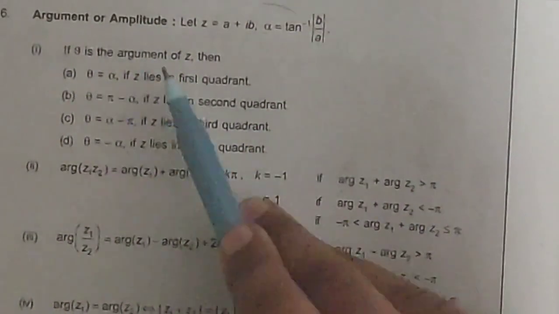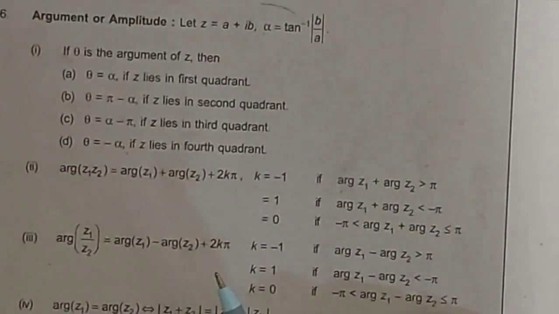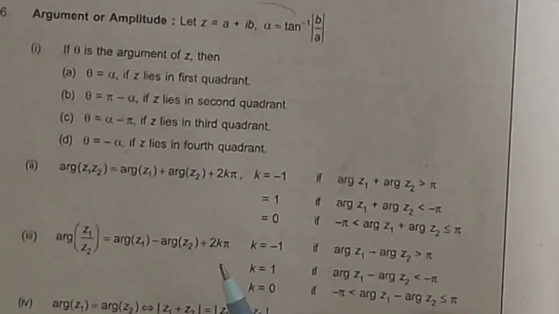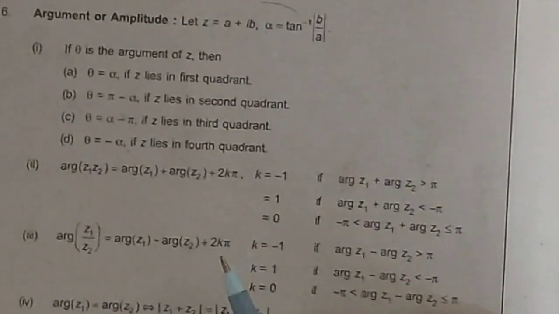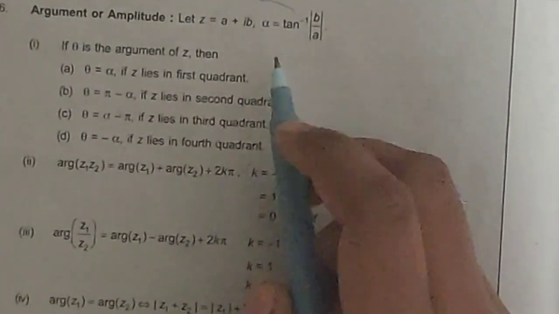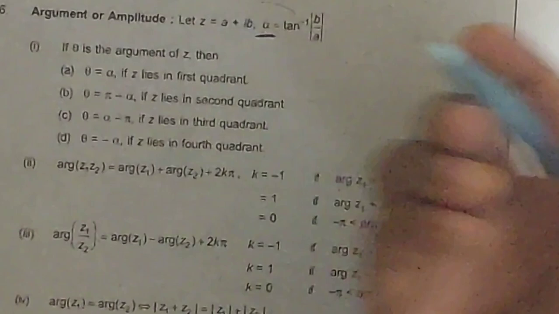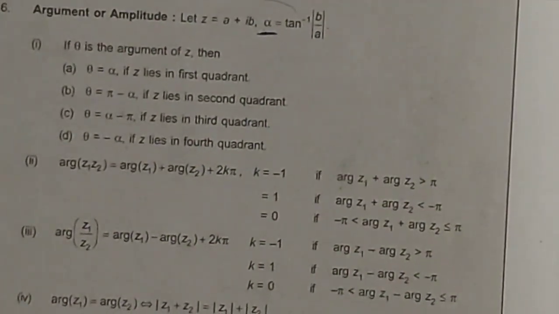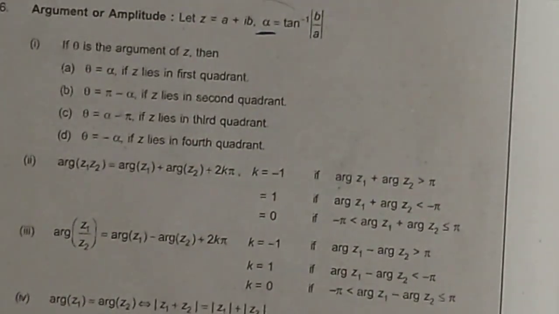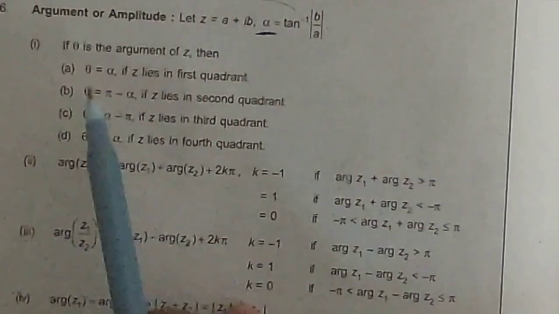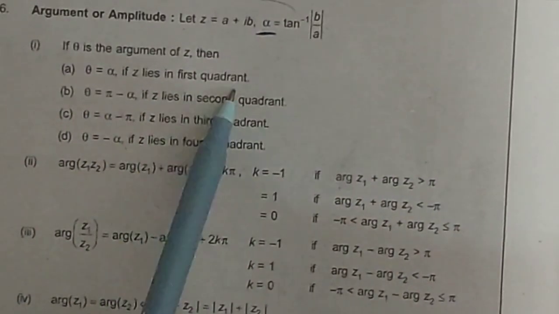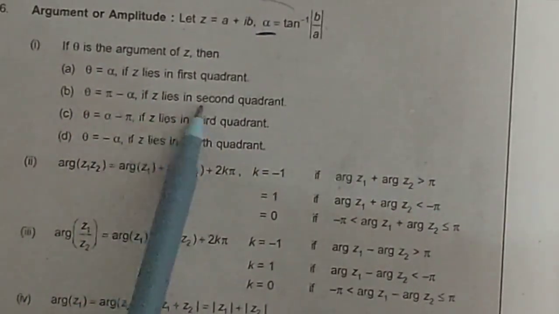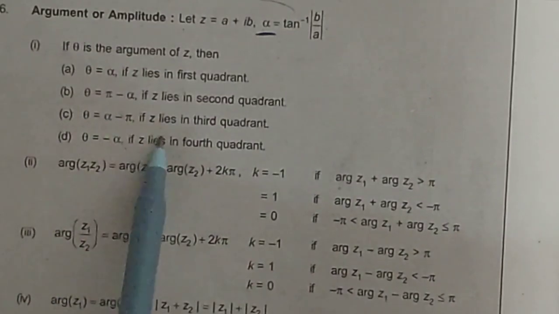Next are the argument properties. These are the properties about the angle. Argument basically means the angle through which the line is rotated. So a plus ib and the alpha. This is alpha. You can say it argument. The argument will be represented by theta or alpha, you can use anything. So theta is the argument of z. Then theta is equal to alpha if z lies in the first quadrant. It will be pi minus alpha if z lies in the second quadrant, alpha minus pi if z lies in the third quadrant, and minus alpha if z lies in the fourth quadrant.